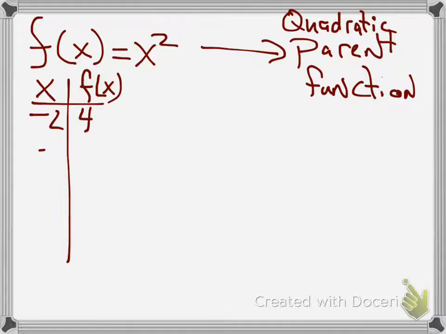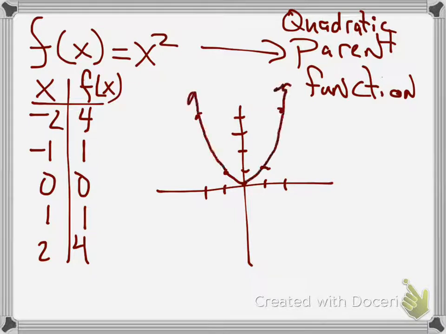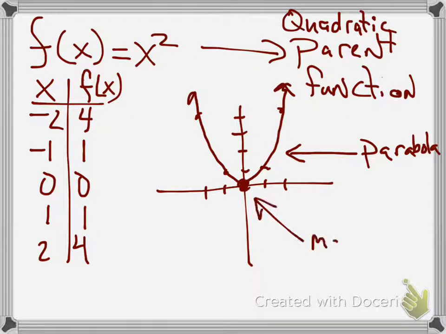If you look at this, notice how the y's, or f of x, the dependent variable, is repeating. Negative 2 squared is 4, negative 1 squared is 1, 0 squared is 0, 1 squared is 1, 2 squared is 4, and graph, and here you go. The graph that's made there is called a parabola.